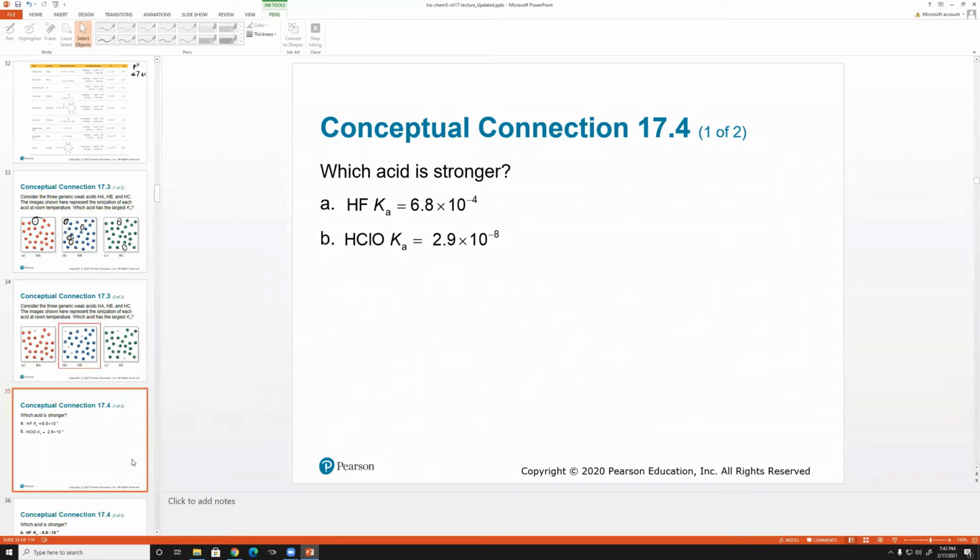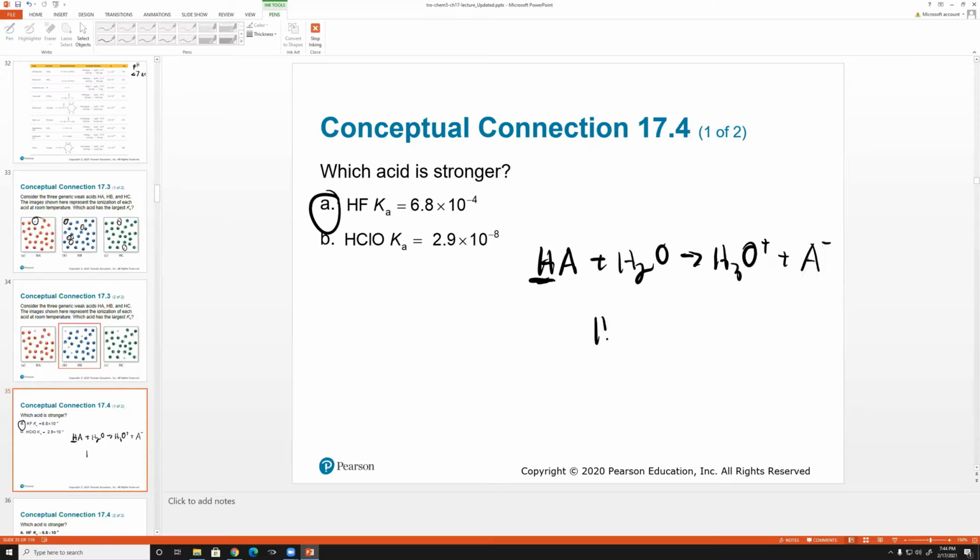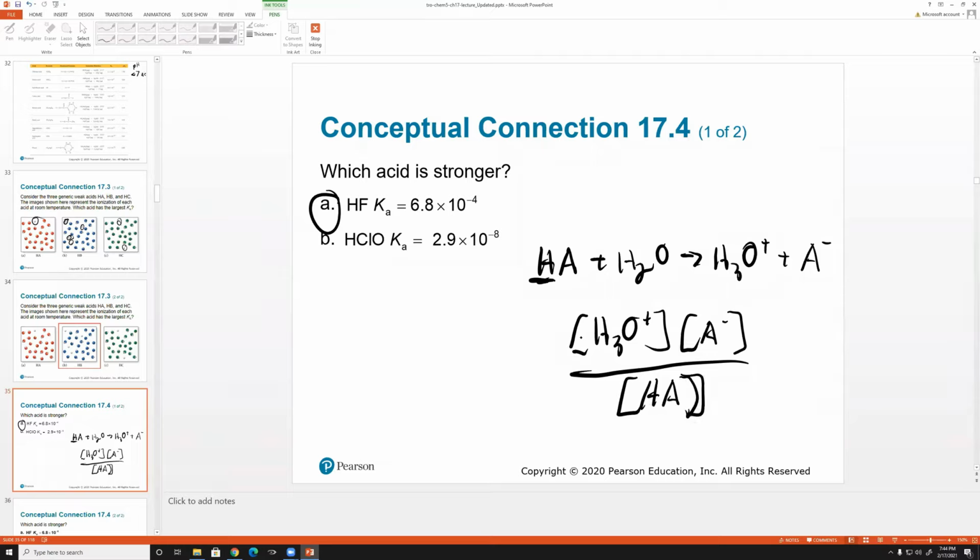Okay, so which acid is stronger based on the Ka? HF, good. So A. So still some discrepancy here. Remember, Ka for HA, meaning the acid plus water, equals H3O+ and A minus. So the expression is going to be H3O+ times A minus over HA. If the top is higher, meaning the whole expression's higher, that means the acid is going to be stronger.